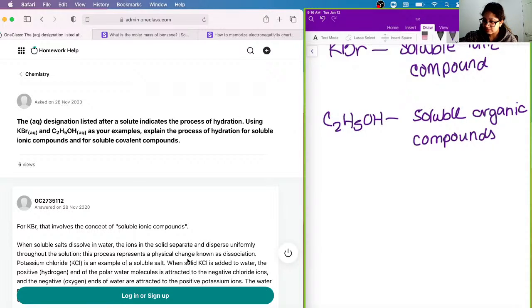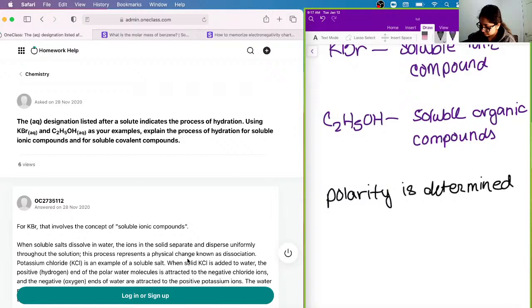The polarity of organic molecules is determined by the presence of polar bonds due to electronegative atoms, for example nitrogen, oxygen, fluorine, in polar functional groups such as amines, NH2. So for organic compounds, the polarity is determined by the electronegativity.